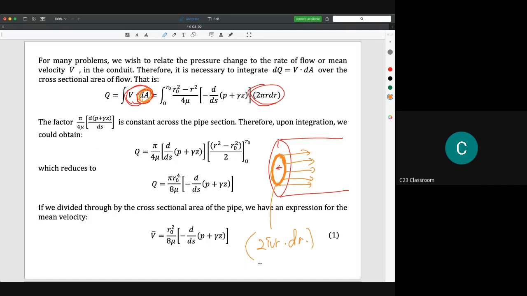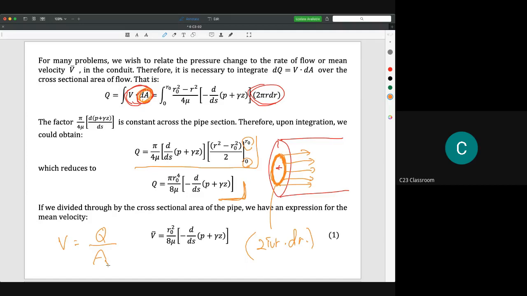Okay, so if you calculate this, you will get Q equal to this, and then we give the limits of 0 to R naught. So finally we could get this term. And then again from this flow rate, we could calculate the average velocity. So V is equal to Q divided by A.